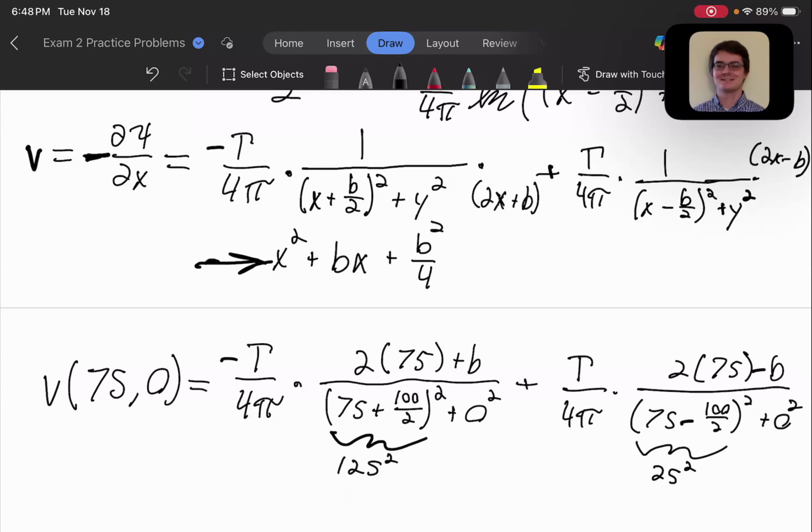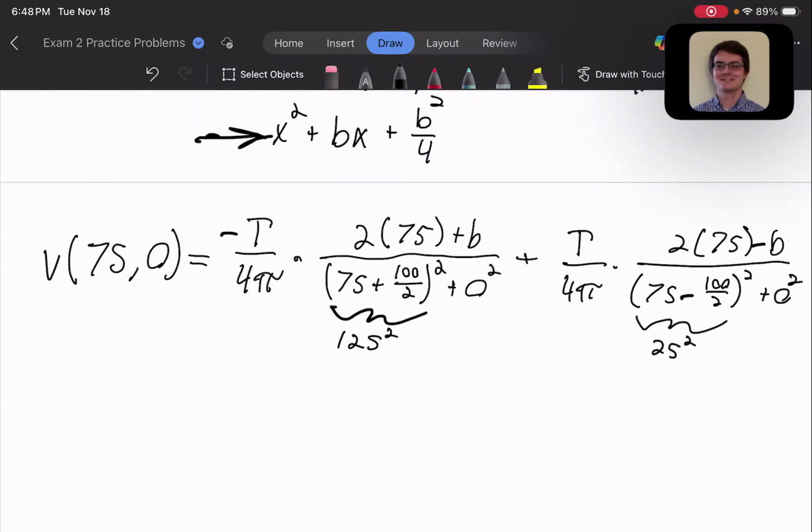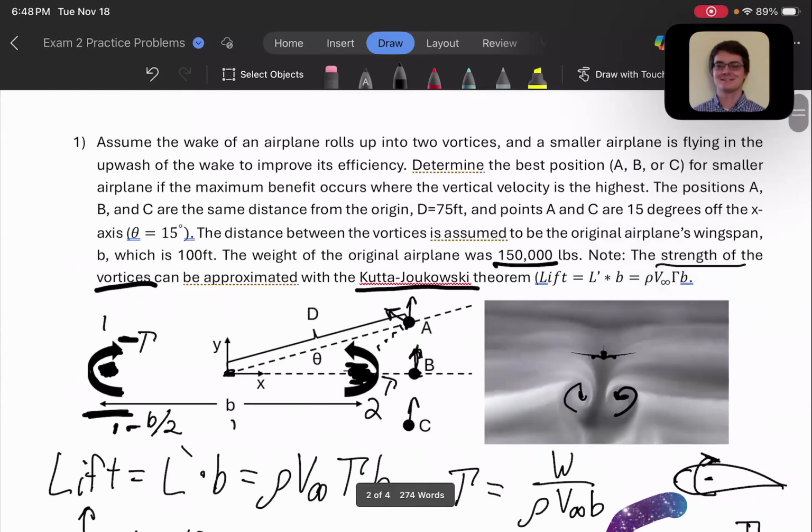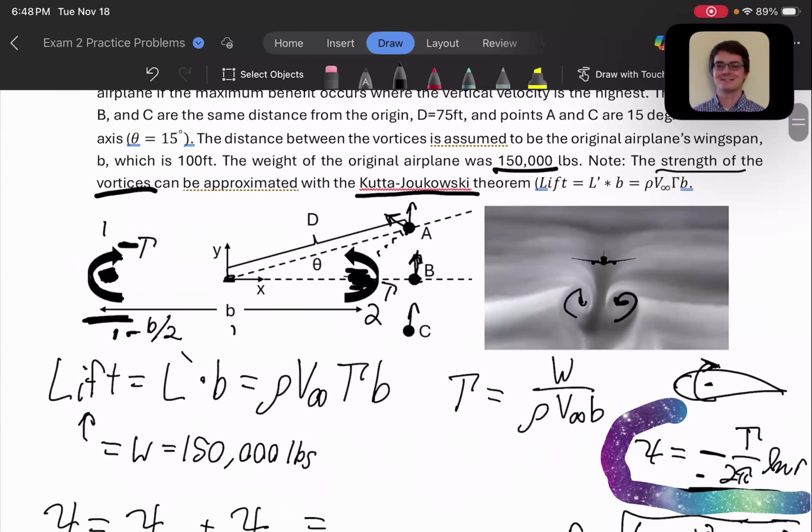The angle comes into play, right? That I need to figure out V at 75 times cosine of theta, and then 75 times sine of theta, and then negative, because we're working about the origin. Make sense? Everybody comfortable with this? Feel a little better about it?